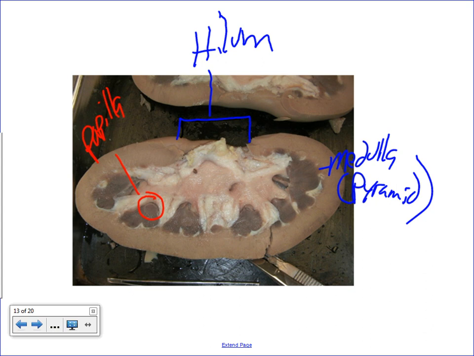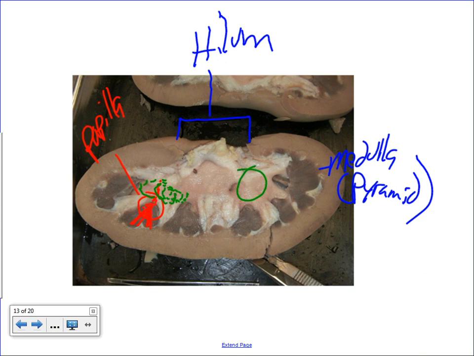Papilla are kind of like this little nipple at the end of the pyramid here. Essentially, there are these microscopic ducts called collecting ducts that are going to drain all the urine that we made, and they're all going to collect at this papilla, the very tip of the renal pyramid. Then that urine is going to drain into this minor calyx, and then into another minor calyx. Then all this urine is going to collect within this major calyx, and then in this major calyx right here.